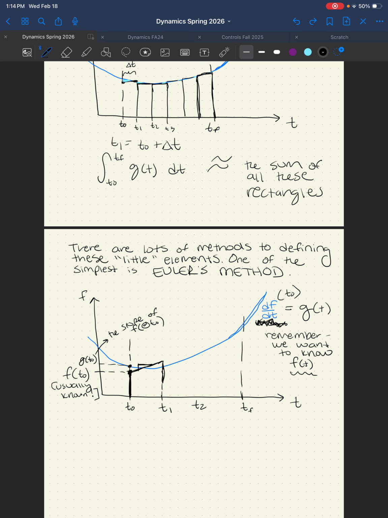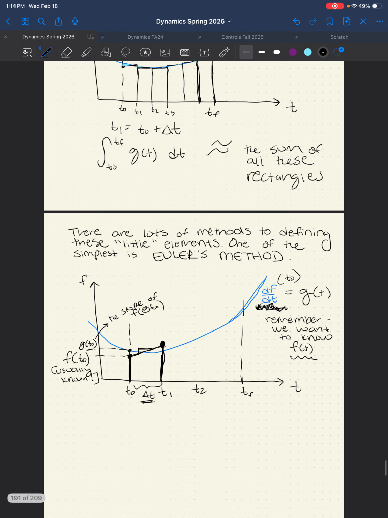So we're going to approximate that our function has a constant slope between t0 and t1, with this width being delta t. And so the height of the right-hand side depends on delta t and my g of t0.